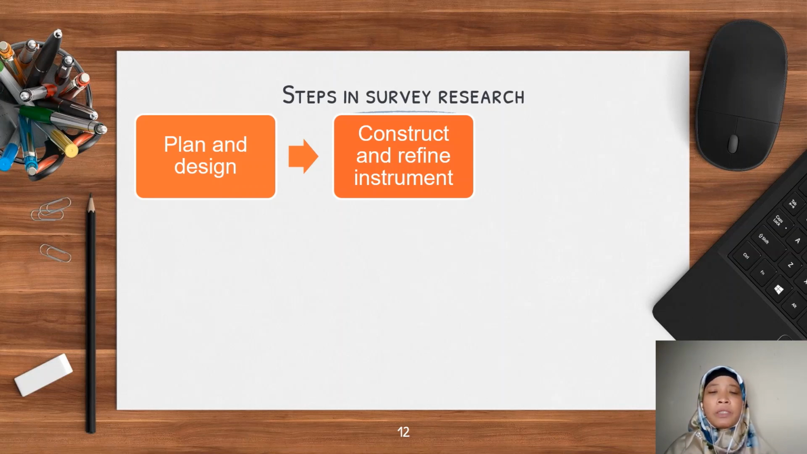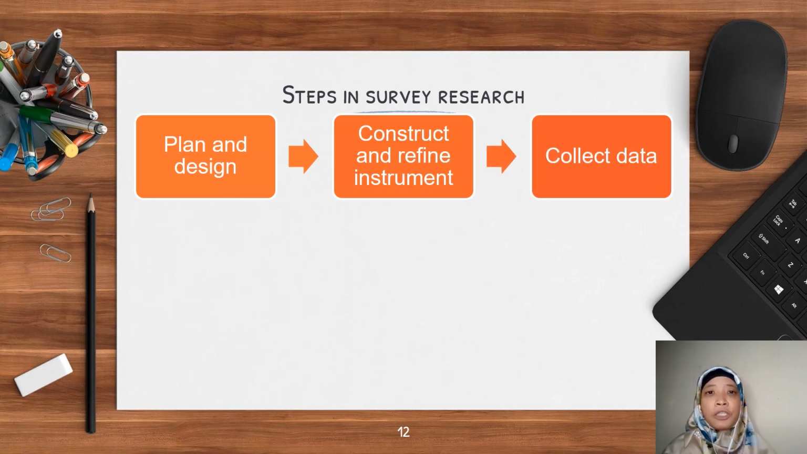Maybe the previous research used the scale or the measures in another setting or in another culture, but it may not be easy to understand in our context with our language. So we might have to refine that instrument. And after we use it once, maybe we will need to revise and revise again.